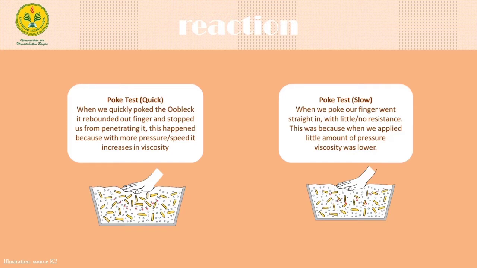Poke test law. When we poke our finger slowly, there is little or no resistance. This was because when we apply a little amount of pressure, viscosity was lower. This is an illustration of the Oobleck poke test law. The cornstarch molecules are able to slide over each other because the water in between them acts as little balls that they can roll over.